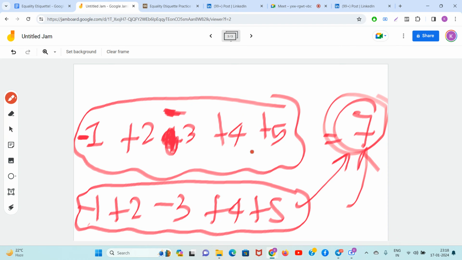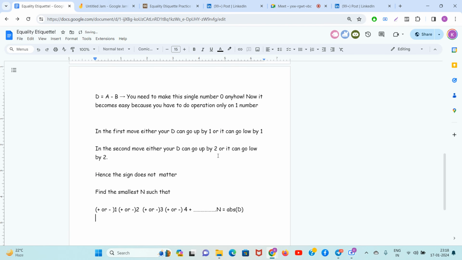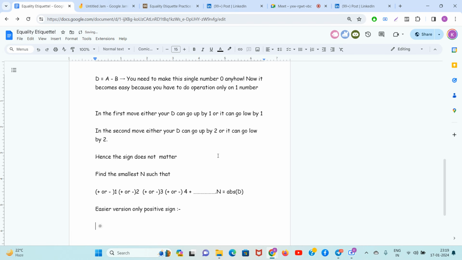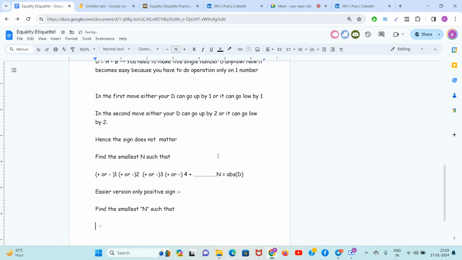But guys, your life would be so much better, right? Life would be so much better if the negative sign was not there. Okay, so guys, let's try to solve an easier problem, okay? Easier version, only positive signs, okay? So if you try to take only positive signs, find the smallest n such that 1 plus 2 plus 3 plus 4 plus up to n is greater than or equal to the absolute value of D.